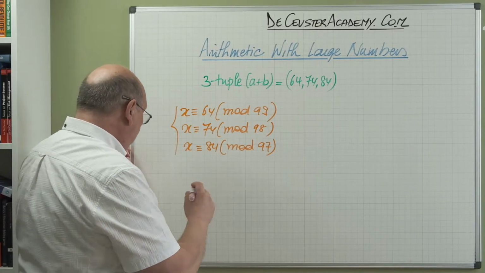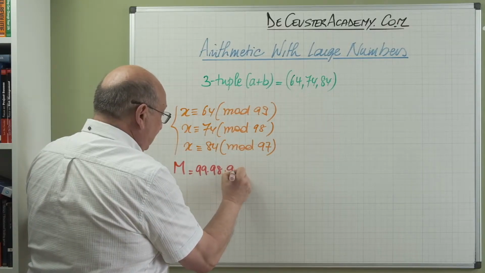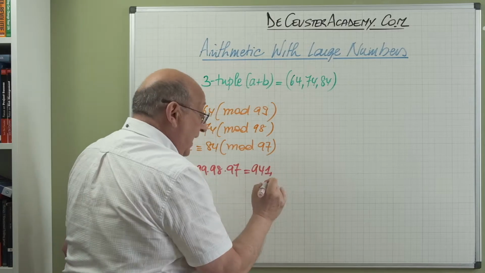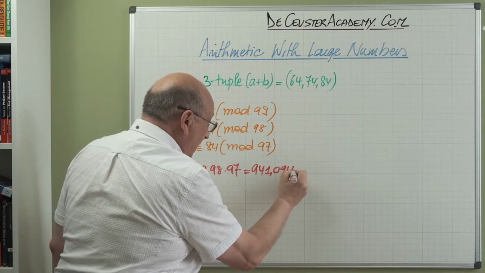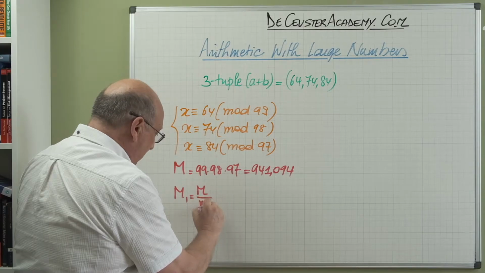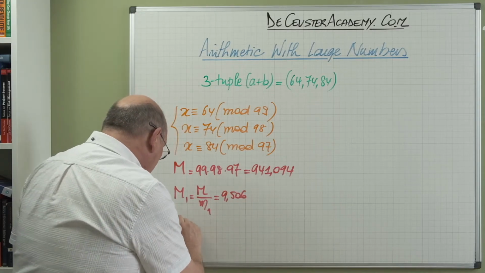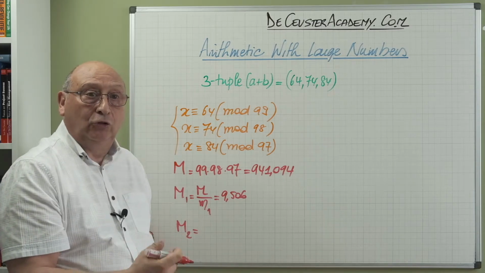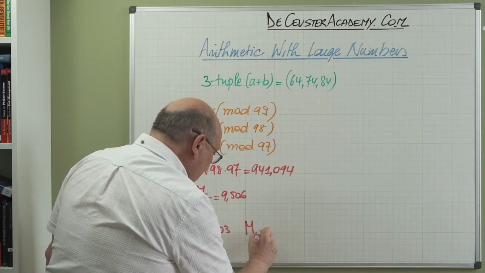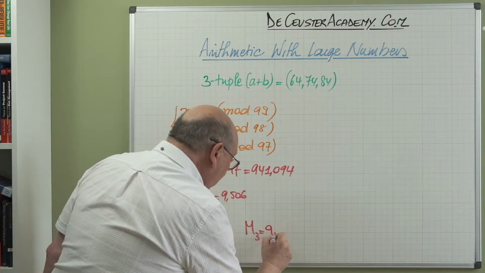Now the first thing to do is to find big M, which is 99 times 98 times 97, which is equal to 941,094. Now we can calculate big M1, which is M divided by m1, which is equal to 9,506. M2, we find M divided by m2 gives us 9,603. And the last one, M3, is big M divided by the 97, which gives us 9,702.